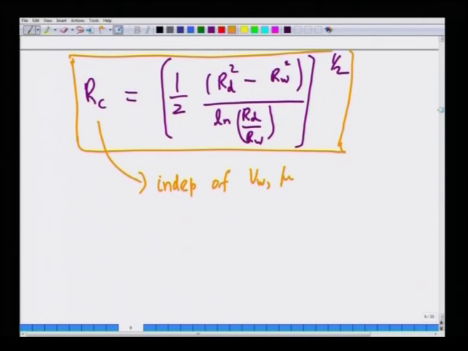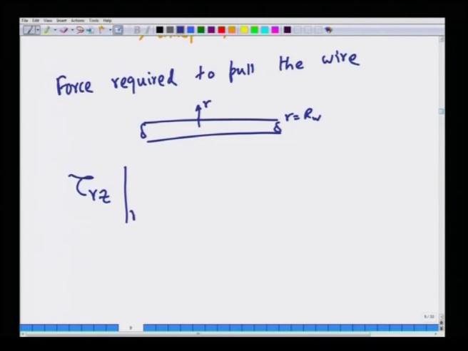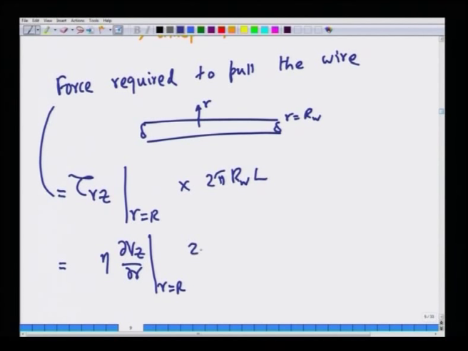Now, another byproduct of this calculation is the shear stress calculation. So, if you want to know what is the force required to pull the wire, you have to find the shear stress exerted by the fluid, where r is the coordinate, at r equals r_wire. That component of the shear stress is tau_rz at r equals r_w times the area of the wire, which is the surface area of the wire, which is 2 pi r_wire times the length of the wire. Now, tau_rz is eta times partial v_z partial r evaluated at r equals r_w, times 2 pi r_w L.